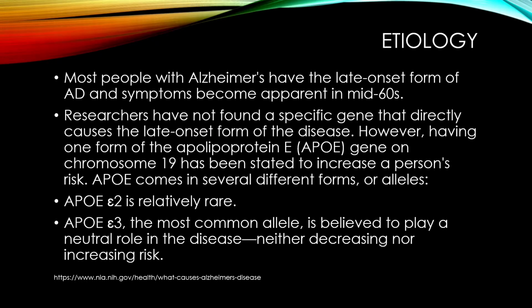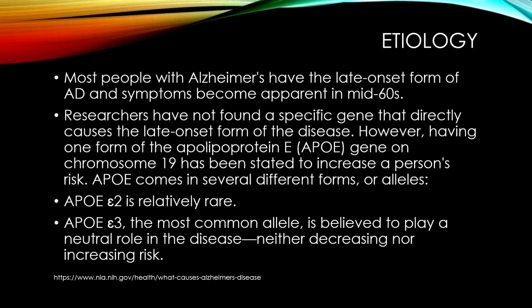All right, most people with Alzheimer's disease have the late onset form. We already established that. And researchers have not found a specific gene that directly correlates with the late onset form of the disease. However, having one of the apolipoprotein E, that's the ApoE gene, on chromosome 19 has been stated to increase a person's risk.